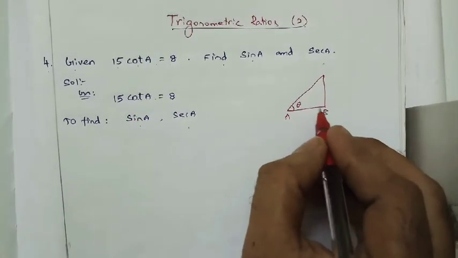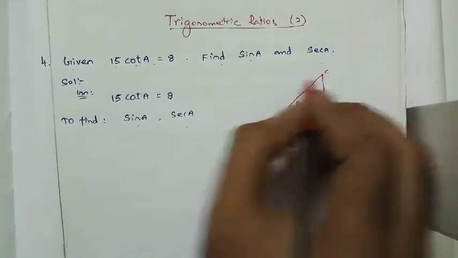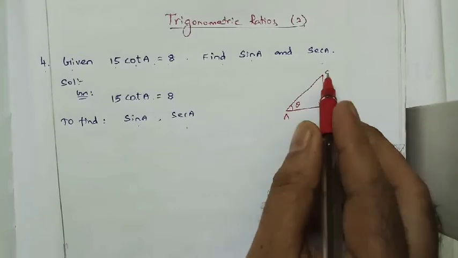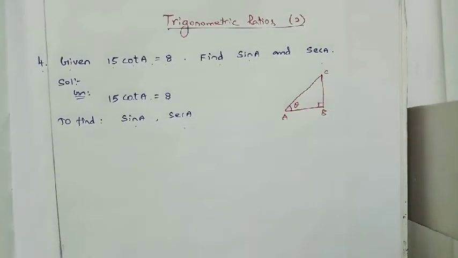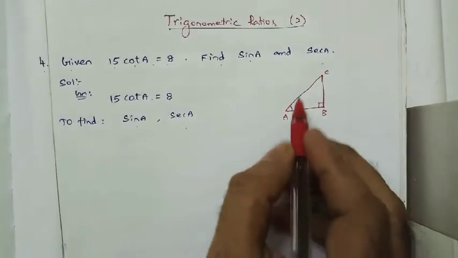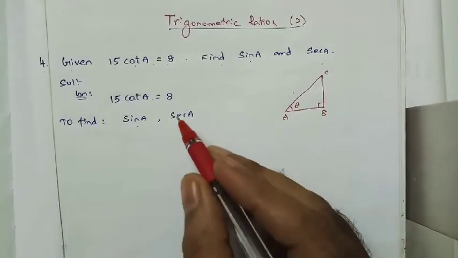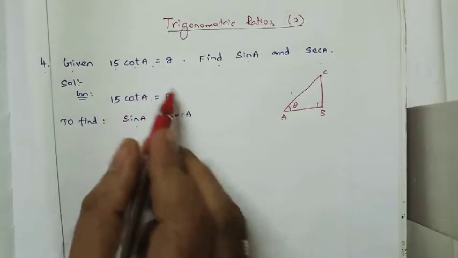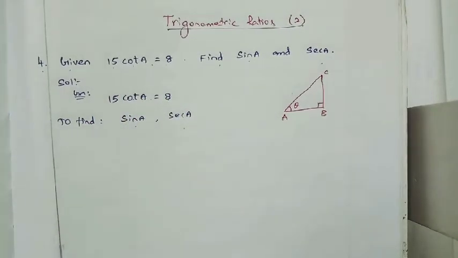So I'm taking B as the right angle and C as the other vertex. AB is the adjacent side and BC is the opposite side. From the given, I'm going to write this. Usually they give the measurements of the sides, but here they have given 15 cot A is equal to 8.